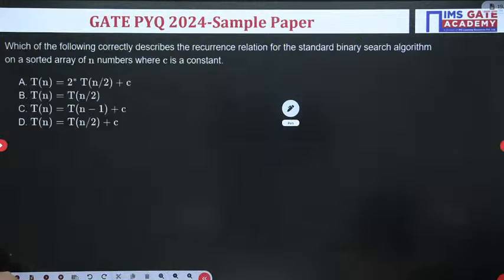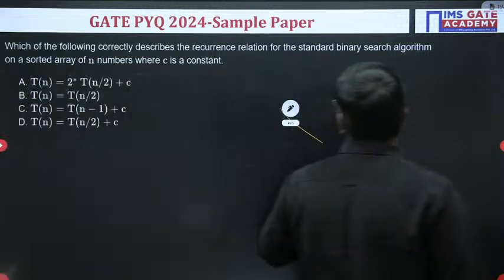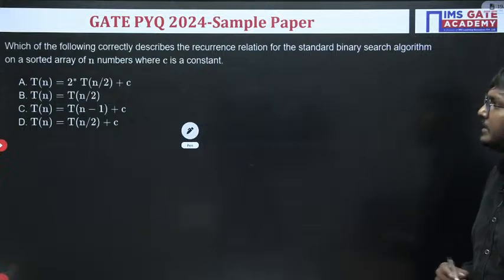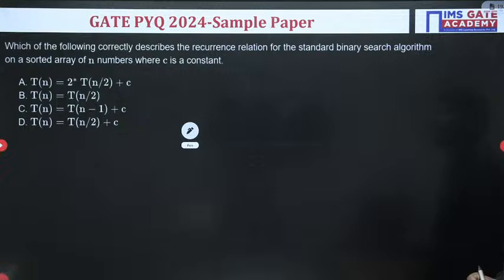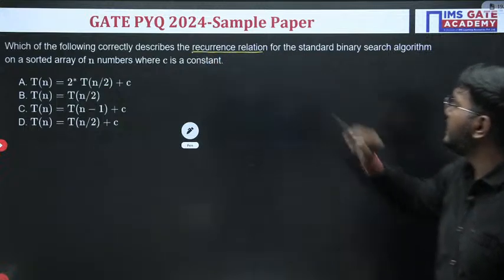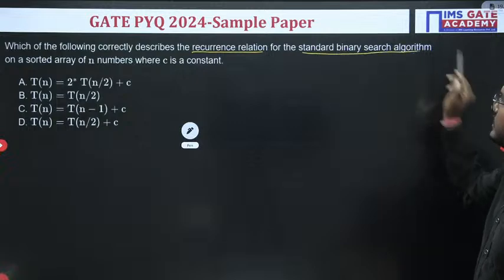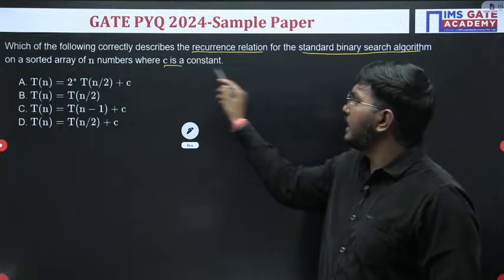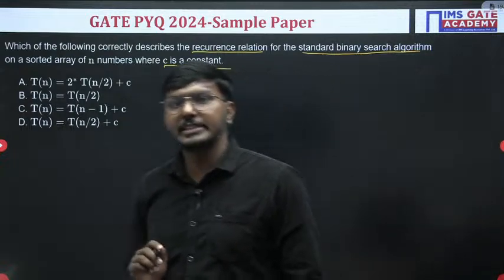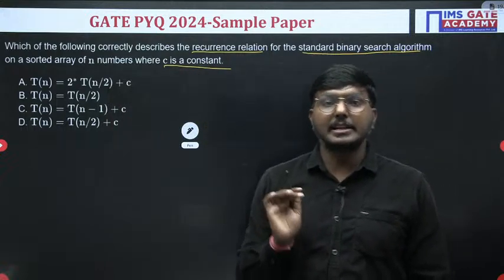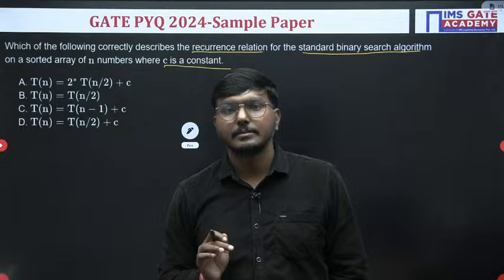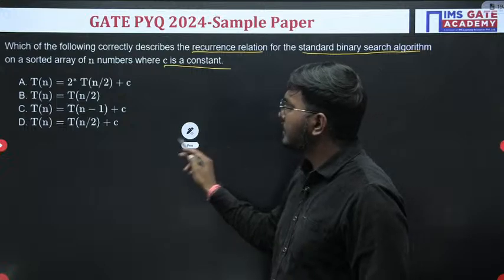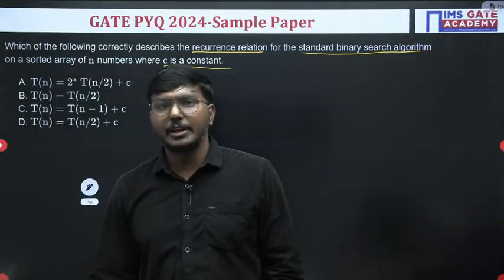Now let's see quickly. Read the options quickly. This is just from the sample paper. Easy questions only. Easy question. See, these are the following. Correctly describe the recurrence relations for the standard binary search algorithm on a sorted array of n numbers where c is the constant. Tell me quickly. Easy only. This question is easy. Just the recurrence relations of the binary search. D. Very good. Yeah, D is the right answer.